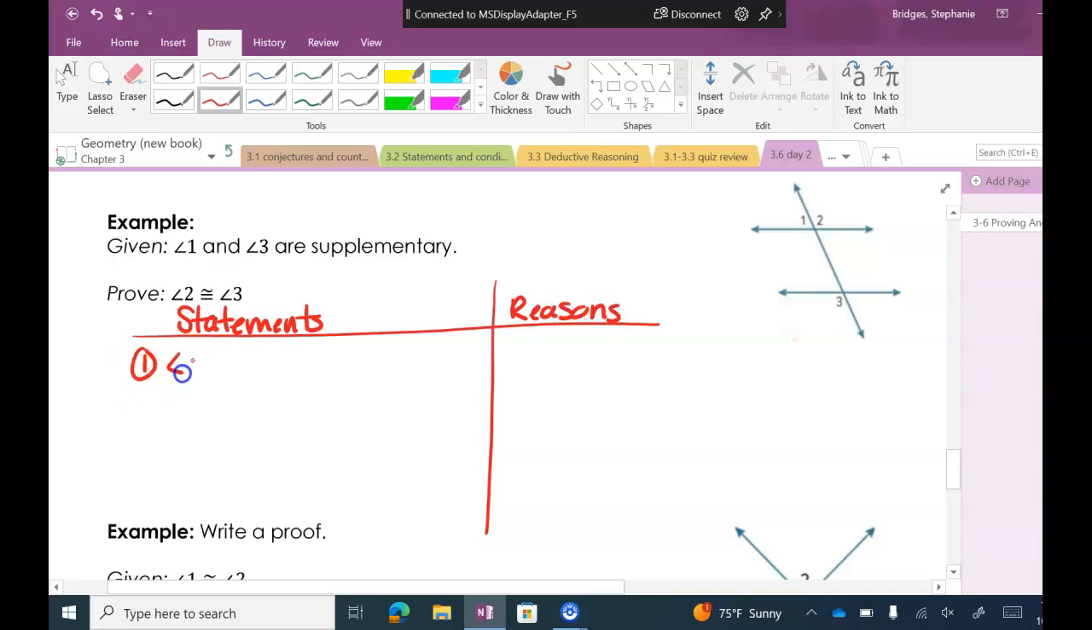Our first one is our given. That given says that angle 1 and angle 3 are supplementary, and I'm going to abbreviate because I don't have enough space. What I'm trying to prove is in that picture, I'm trying to prove that angle 2 and angle 3 are congruent to each other. Okay. So right now, all I have is that angle 1 and angle 3 are supplementary.